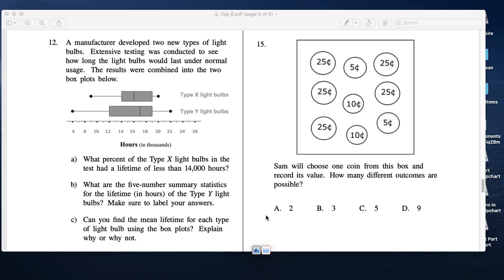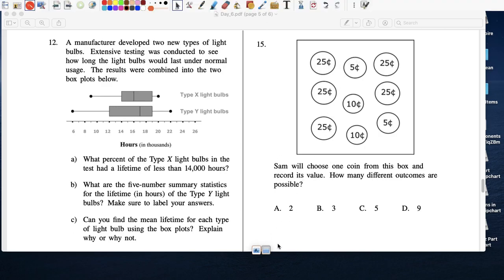15. Sam will choose one coin from this box and record the value. How many different outcomes are possible? Well, there's a 5-cent coin. There's a 10-cent coin. And there's a 25-cent coin. So how many possible different outcomes? Well, you can either get a 5-cent coin, a 10-cent coin, or a 25-cent coin. So there are 3 possible outcomes.